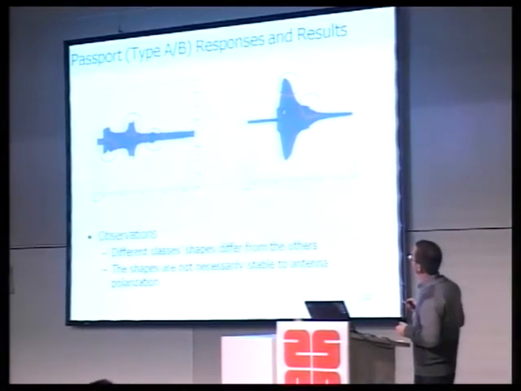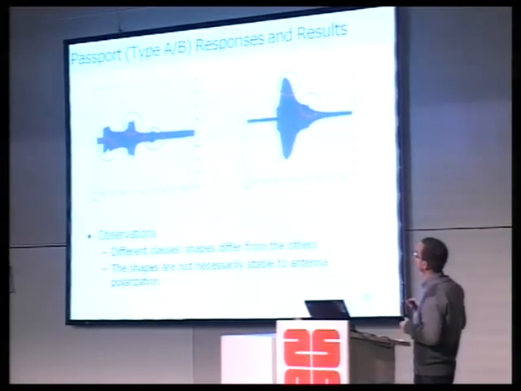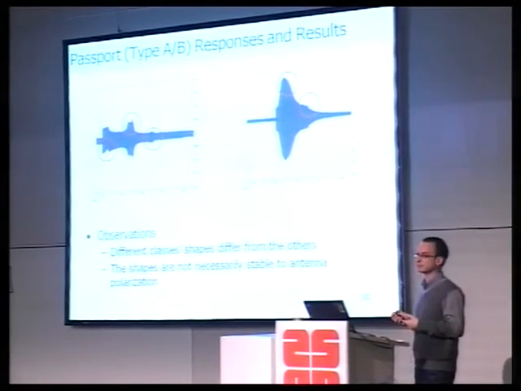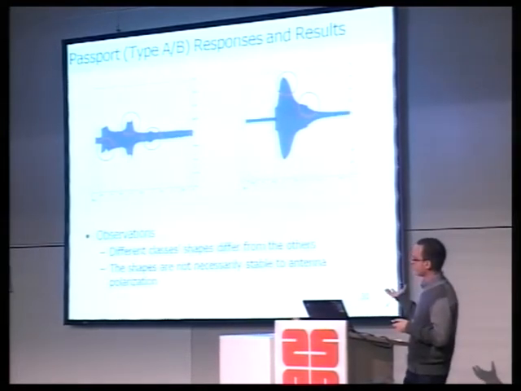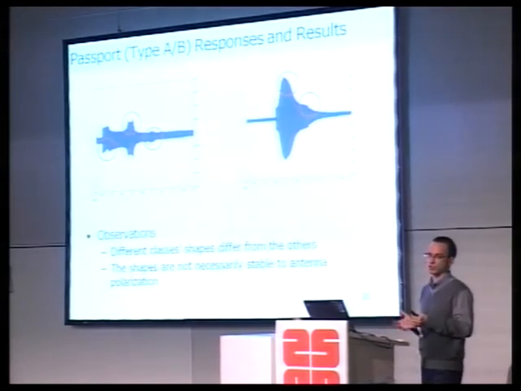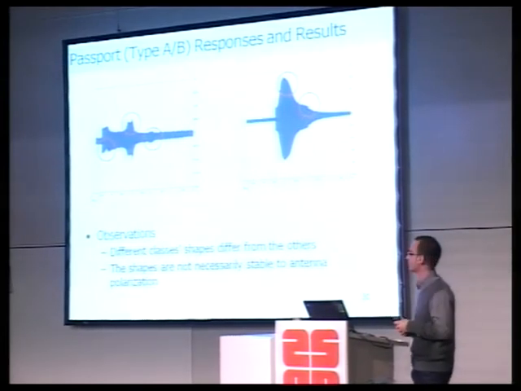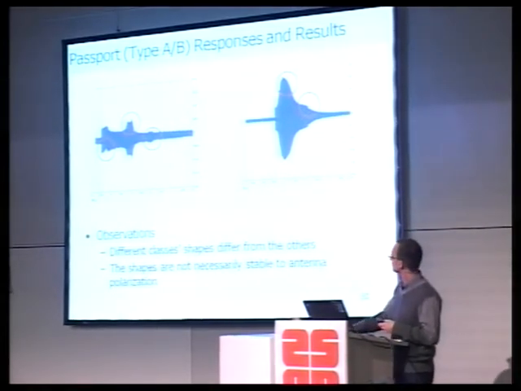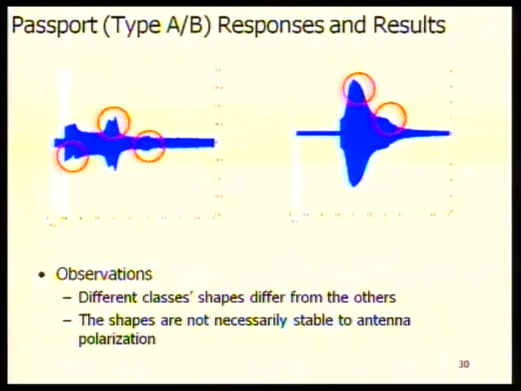And here is another type of RF energy that we submit to the device, and we could see a different shape from the device. So our observations currently are that different classes of devices had different shapes when they responded to these RF energies. Okay, so that's more or less everything on the RFID transponders.